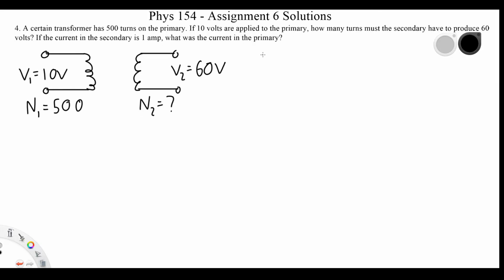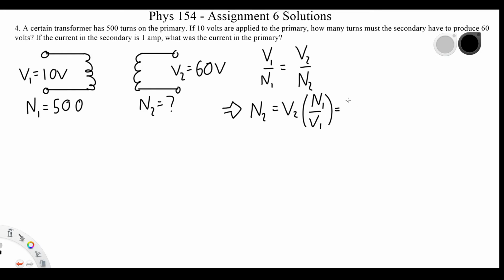And so if we remember from lecture, the equation that relates the voltage and turns between the primary and secondary of a transformer is V1 over N1 is equal to V2 over N2. In this case, we're looking for N2, so we're going to multiply it to the other side and divide V1 over N1 to the other side, which leaves us with the equation N2 is equal to V2 times N1 over V1.